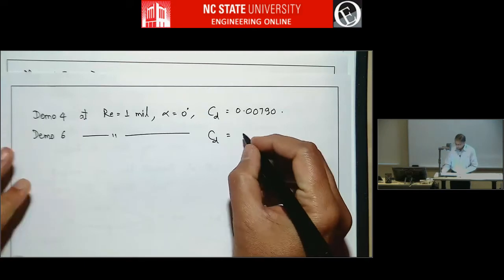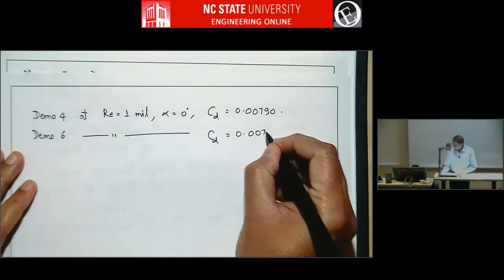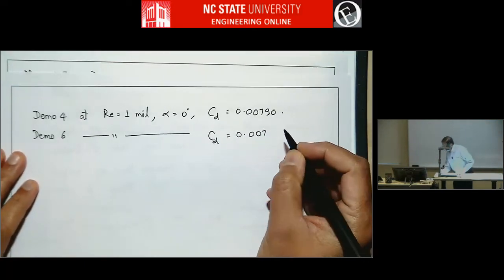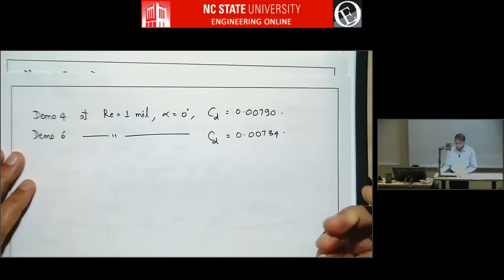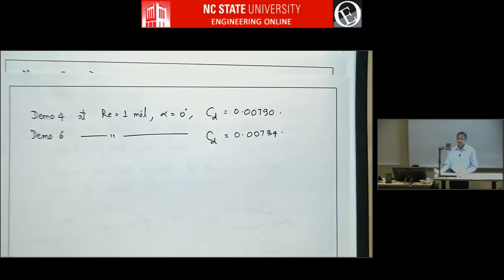So CD is 0.007, what? 34. So it's gone down. So we know this is the correct trend. I'm actually pretty excited about this. Let's go and make a change. I'm wasting class time. We have 10 minutes, right? 11:15, we have 15 minutes. Okay, 5 more minutes, that's it. After that, I'm going to stop.